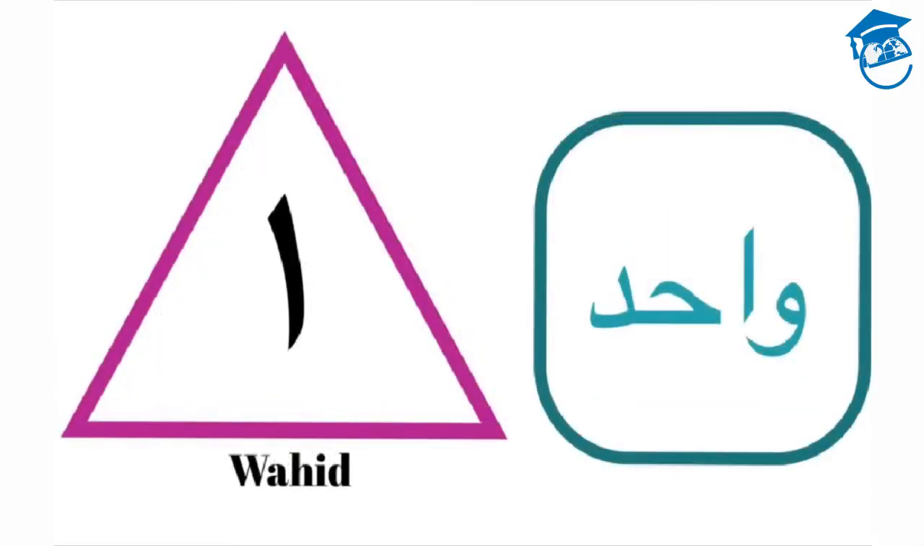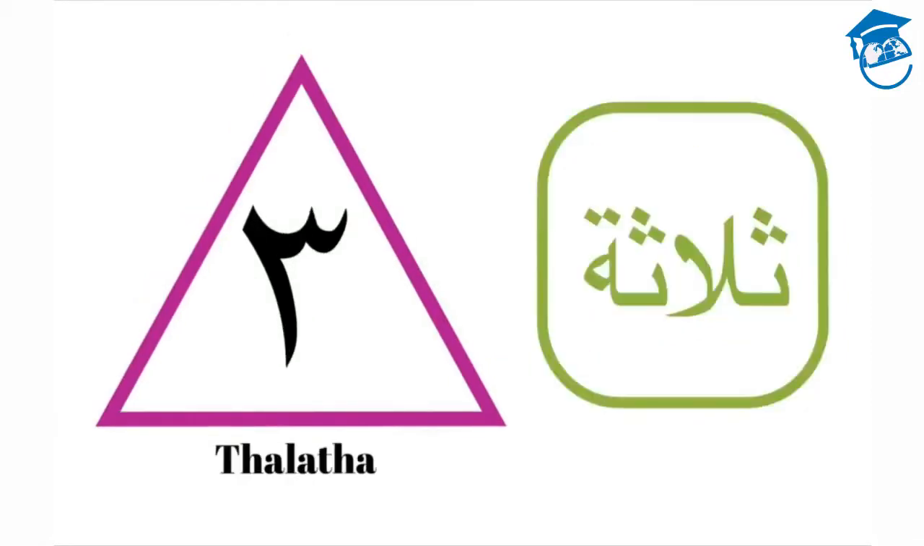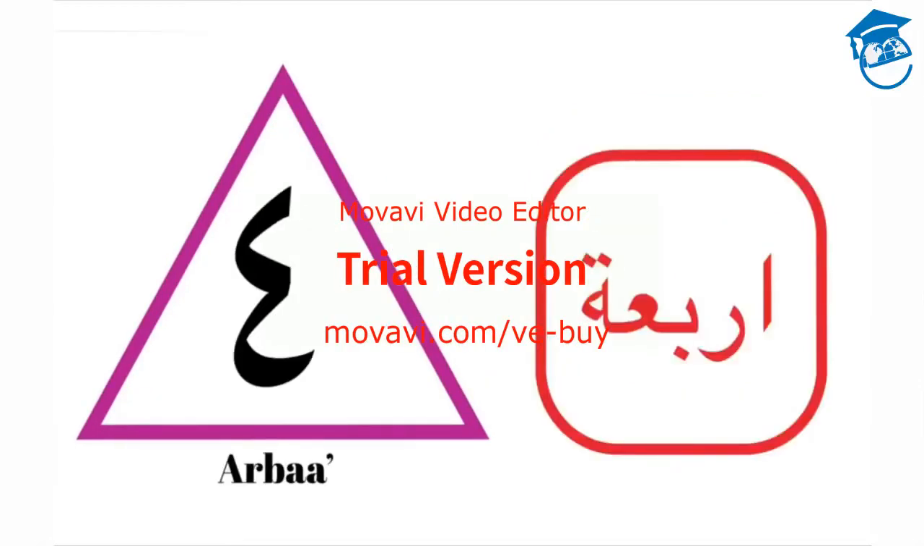Our next number is واحد. واحد means 1. اثنان. اثنان is 2. ثلاثة. ثلاثة is 3. أربعة. أربعة is 4.